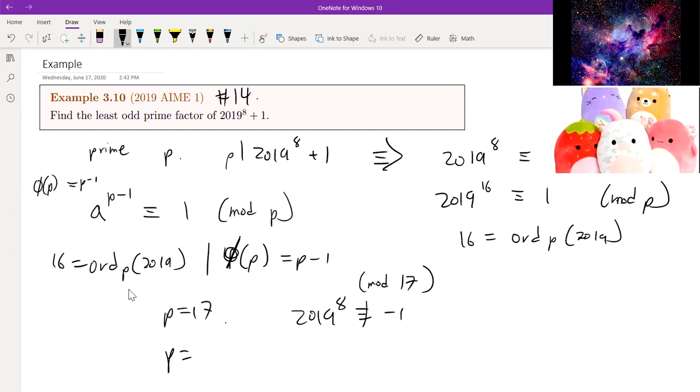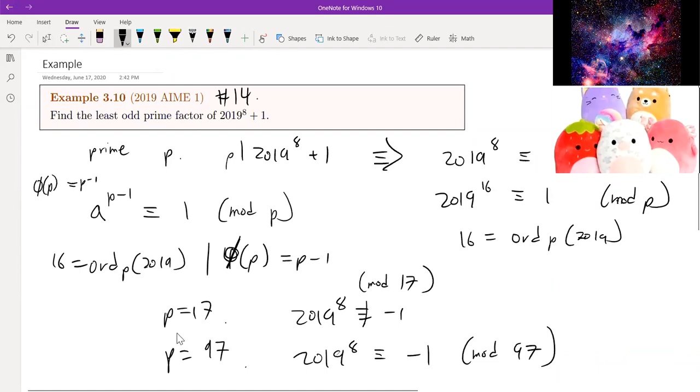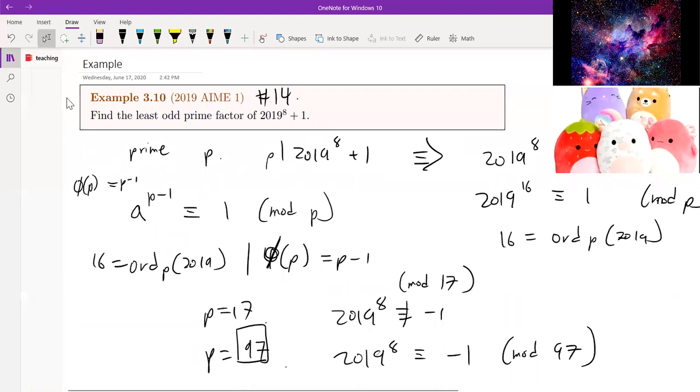But luckily, the next prime is going to be 97. So 97 satisfies 16 divides p minus 1. And if you do test out 2019 to the 8 mod 97, you actually get that this is congruent to -1. And so the smallest prime factor would just be 97. So if you actually knew about order and you knew about these number theory rules and you had some intuition, this number 14 AMC problem is actually considerably easy for number 14. So that's probably the extent to where these type of theorems and properties would actually come into play in computation.